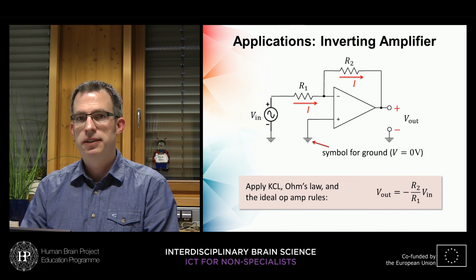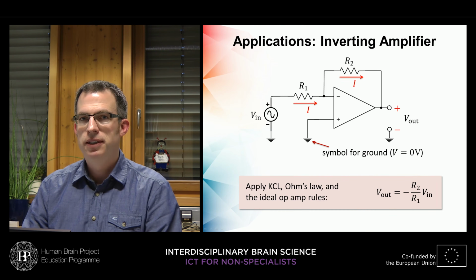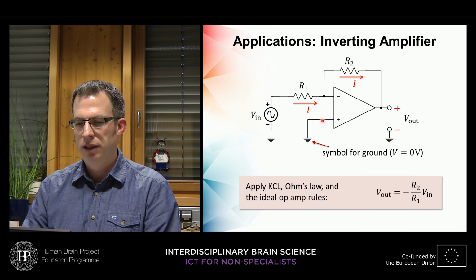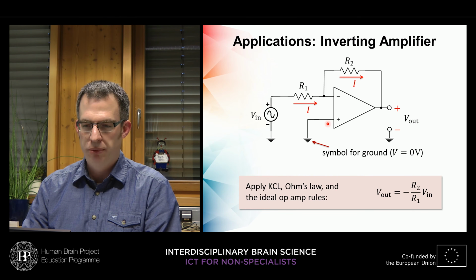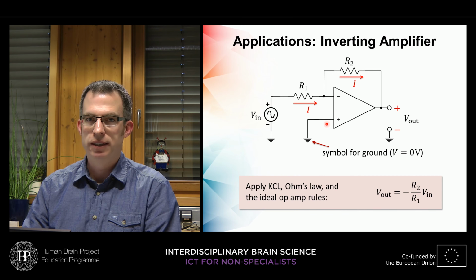And the second rule says that the voltage difference is 0. If we force this input to ground, so to 0 volts, then if the operational amplifier behaves as an ideal device, it forces its inverting input to also be at 0 volts, at the ground node.